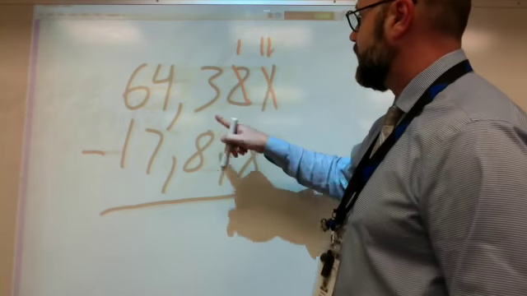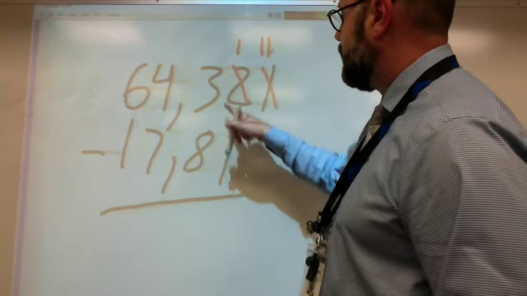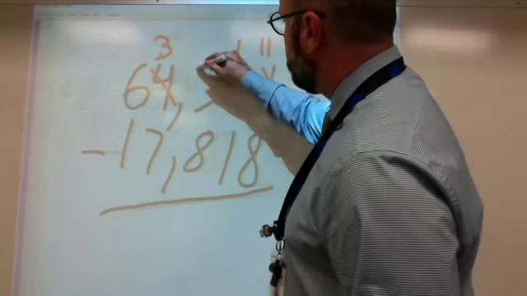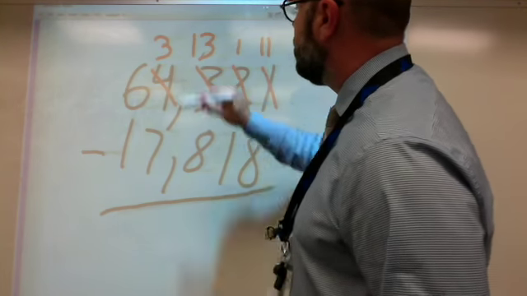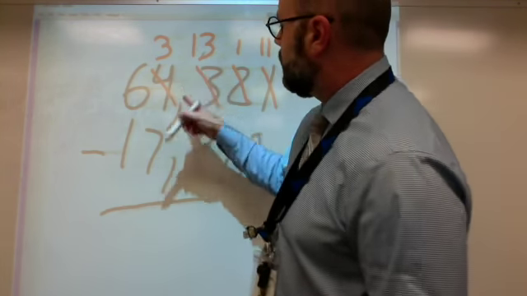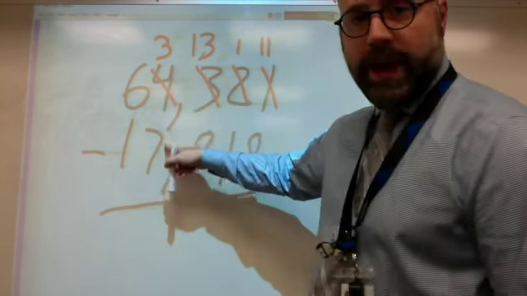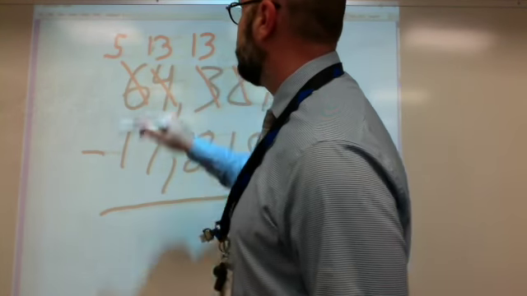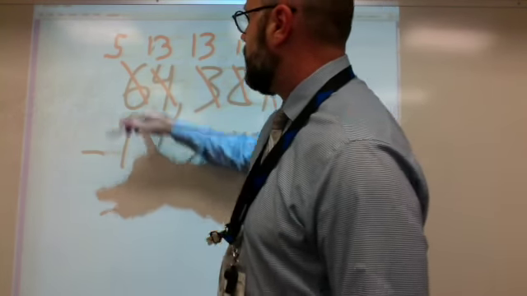Alright, so 11 minus 8 I can do. I can do 1 minus 1. I can't do 3 minus 8, so I have to come over to the thousands, turn that into a 3, cross that out and turn it into 13. Okay, I'm going to go over to the thousands number. I can't do 3 minus 7, so I have to come over here, turn that 6 into a 5, turn that into 13. I can do that, and I can do that.